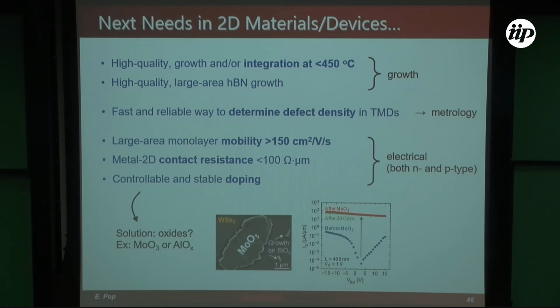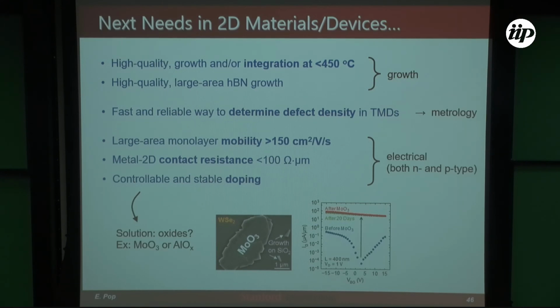Driven by a lot of these applications, I think we really ought to have, obviously, high-quality growth and integration below 450. Industry always presses us on that. And then industry doesn't really know this yet, but they really should. We also need 12-inch wafer-scale boron nitride, preferably in controllable layers, right? So if you could do that, I think you'd be amazing.